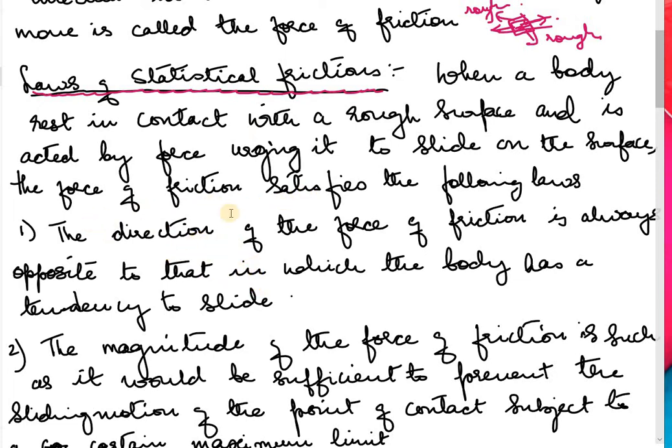So when a body is in contact with a rough surface and is acted on by a force urging it to slide on that surface, there is an applied force on the body such that the body will start moving. Then the direction of the force of friction, which always opposes the motion of the body, will act in the opposite direction. And the magnitude of the force of friction is such that it will be sufficient to prevent the sliding motion of the point of contact, subject to the maximum limit.